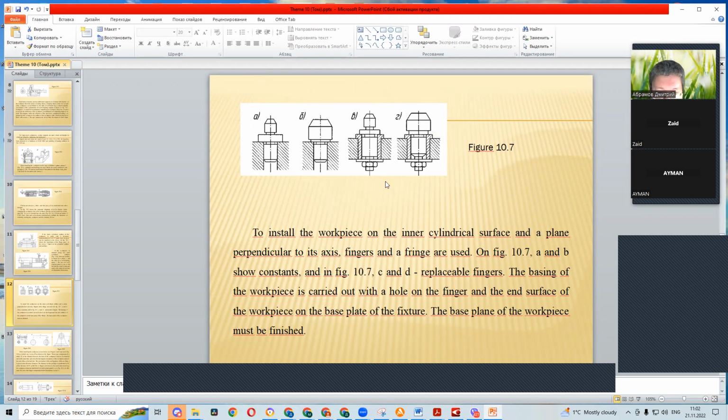The basing of the workpiece is carried out with a hole on the finger and the end surface of the workpiece on the base plate of the fixture. The base plane of the workpiece must be finished.